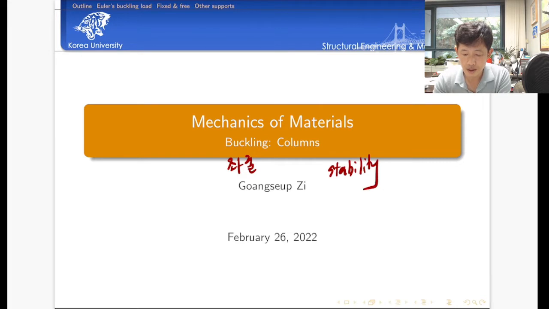The stability, or especially structural stability, in Korean 구조 안정성. Okay, 구조 안정성. The instability means 불안정성.